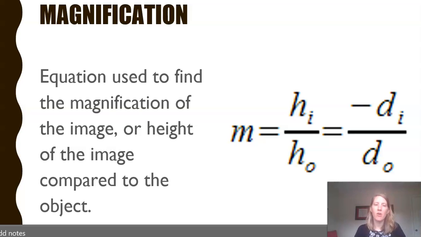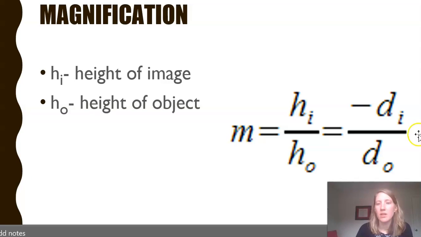This is to find how much your mirror magnifies something, if it blows it up really big like a makeup mirror would, or if it has the ability to shrink something and make it look smaller. So this is the equation that you're going to use to find magnification of an image. We have hi is height of image, and ho is height of the object. So this will tell you if your image will be bigger or smaller than the object itself, and that tells us if it magnifies it. So hi over ho is equal to negative di over do.